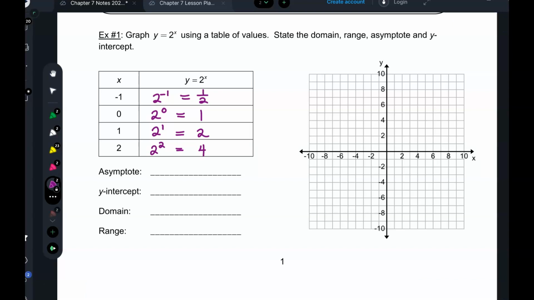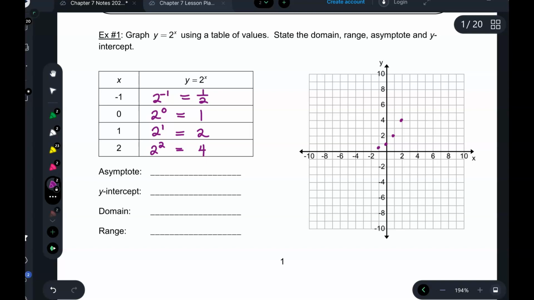Again, in the beginning, whenever we're learning a new graph, we like to just do a table of values. It's (0, 1), not 2. It's always 1, because anything to the 0 power is always 1, right? That's one of our rules. So here, at -1, we'll have a half. And then at 0, 1; at 1, we have 2; at 2, we have 4.